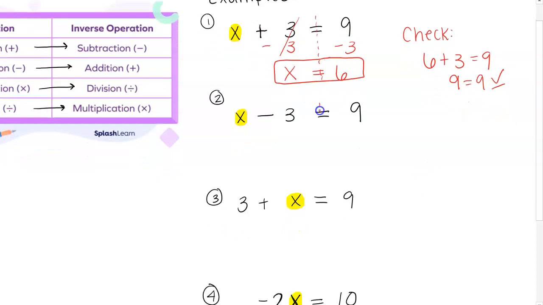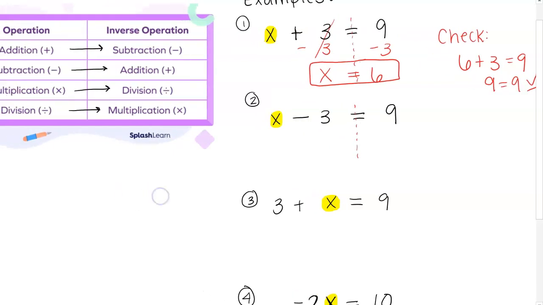In the next example, I see x minus 3. If I have a subtraction of 3, I want to do the opposite. So I want to undo subtraction with addition. So if I see minus 3, I'm going to add 3 to both sides. This allows me negative 3 and positive 3 would make 0, leaving just x on the left, and 9 plus 3 is 12 on the right.